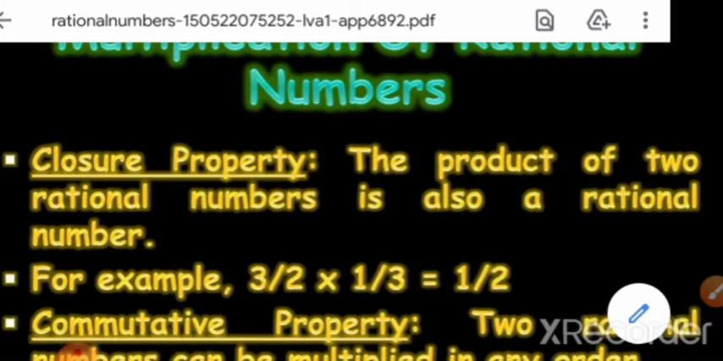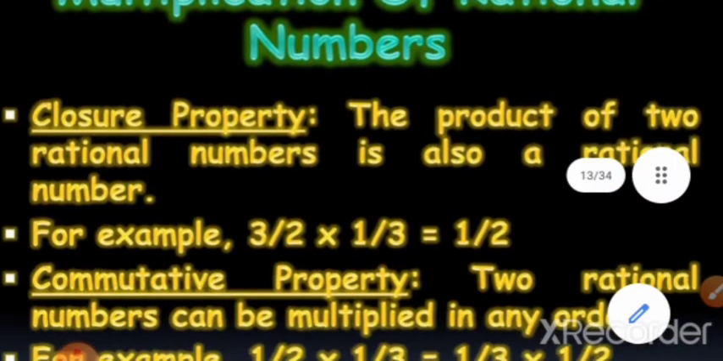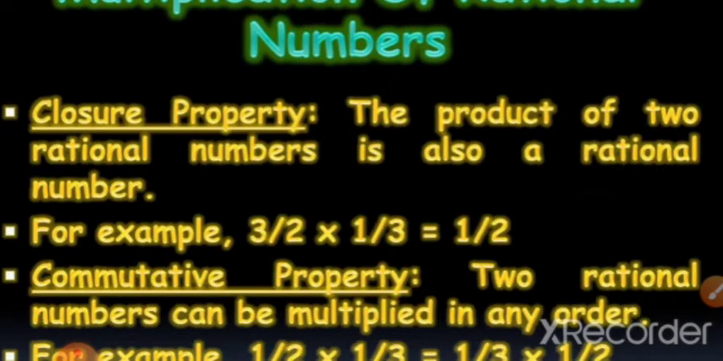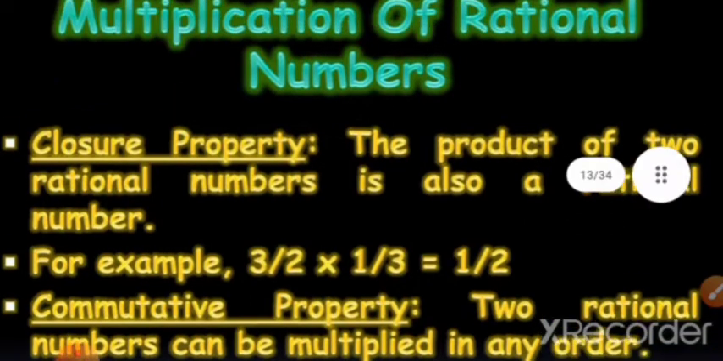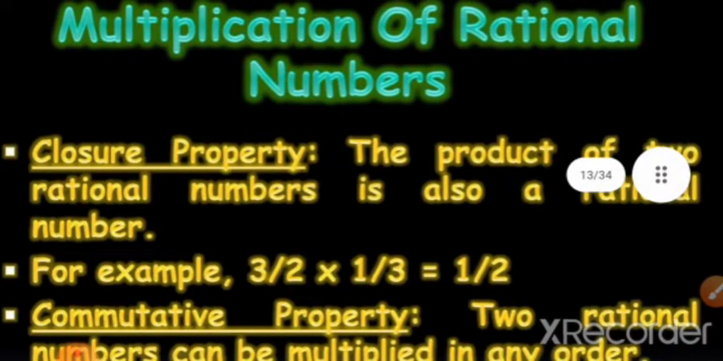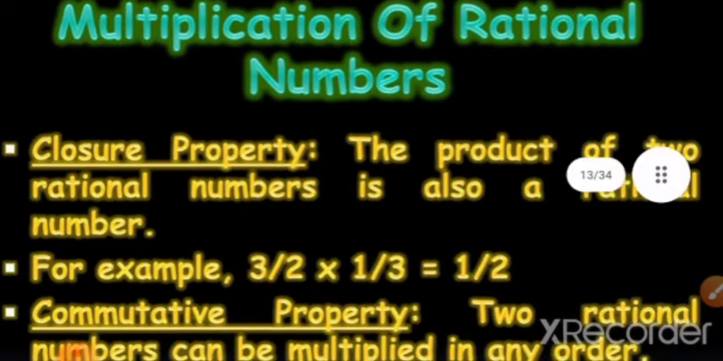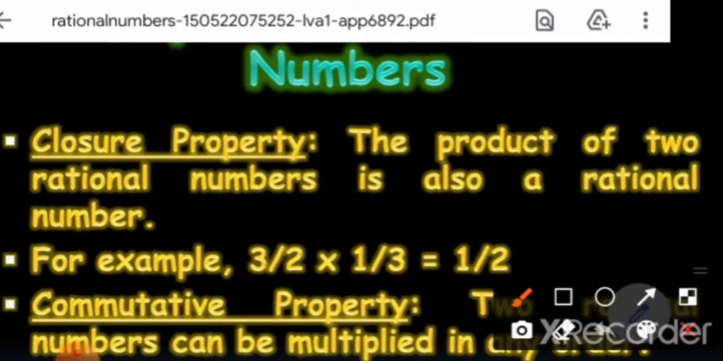I will continue the previous class. I have already discussed the definition of rational numbers and some properties of rational numbers for addition and subtraction. Today we will continue with the properties of rational numbers for multiplication.